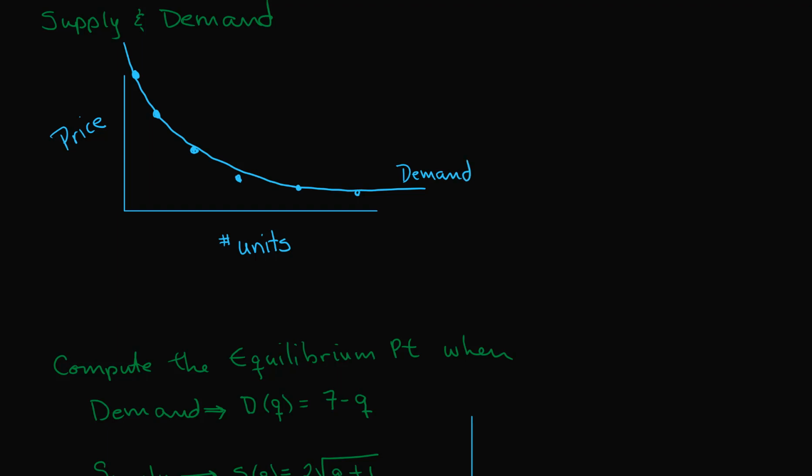This is commonly what will happen. On the flip side, we're going to have a supply function. When the price is low, the producer doesn't want to make very many of them because they're not making much money on it. But as the price increases, the number of units they're willing to provide goes up and up and up. So there's a direct relationship between price and the number of units that the producer is willing to supply.